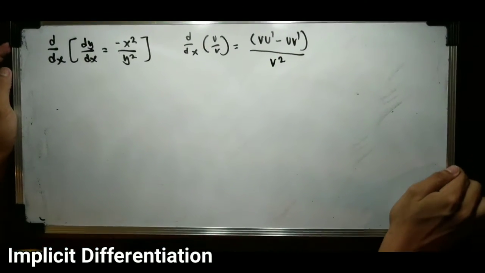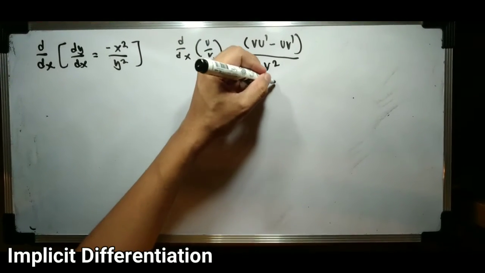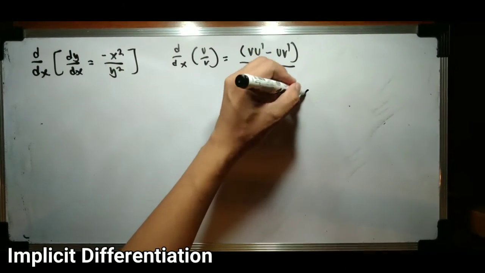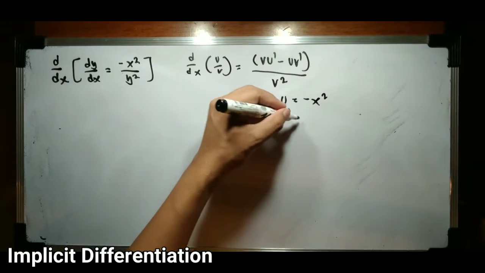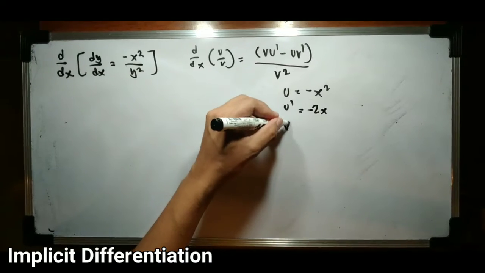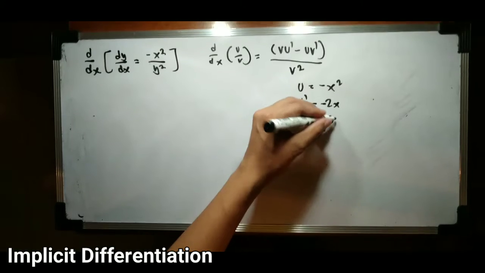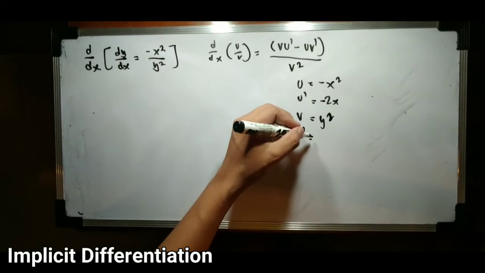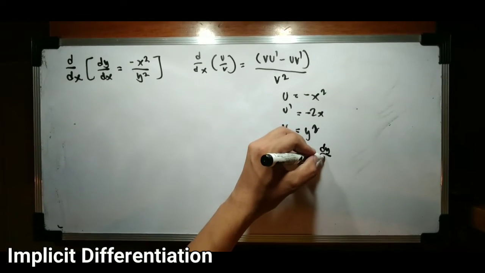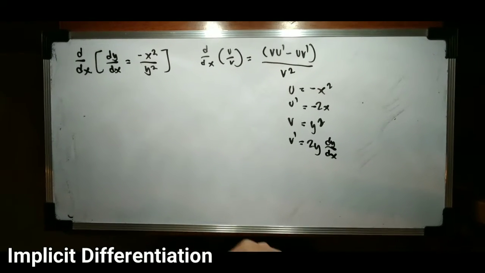So now let's identify our u and v values. For u, we have negative x squared, and for u prime, we have negative 2x, and for v, we have y squared, and for v prime, we have 2y dy over dx. So now let's input these values.